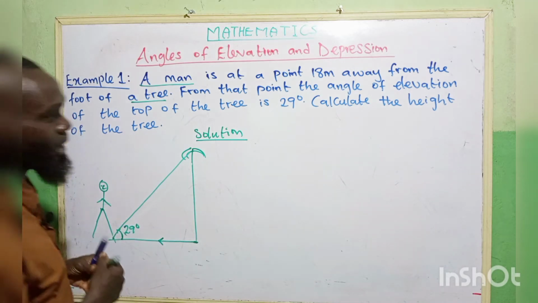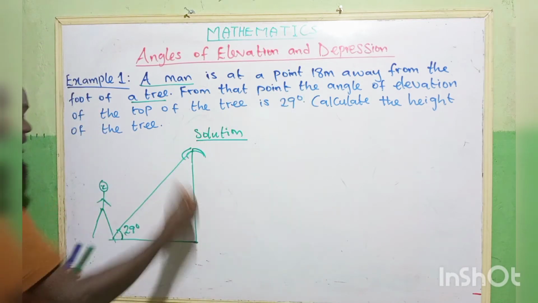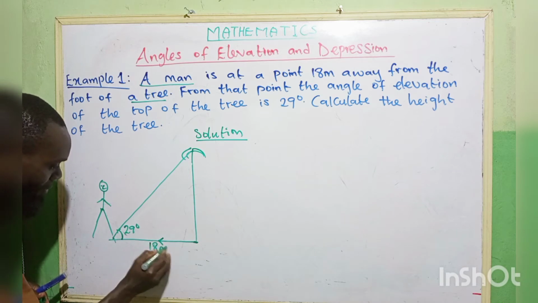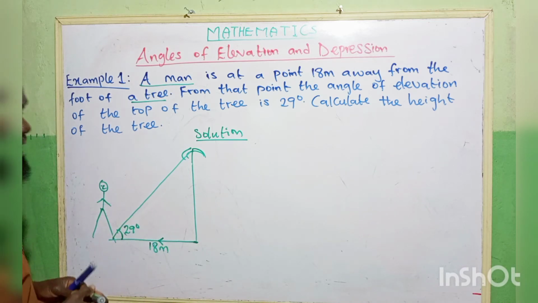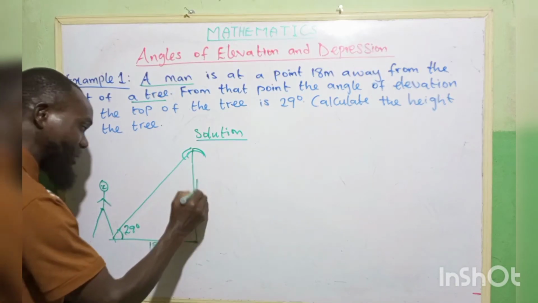Now let us go back. A man is at a point 18 meters away, so 18 meters away from the foot. So this one is 18 meters, while the angle of elevation here is 29 degrees. Then calculate the height of the tree. This is a tree, so we want to calculate the height of this tree.